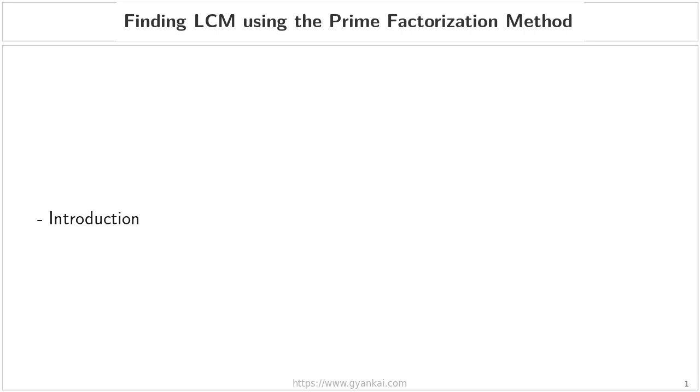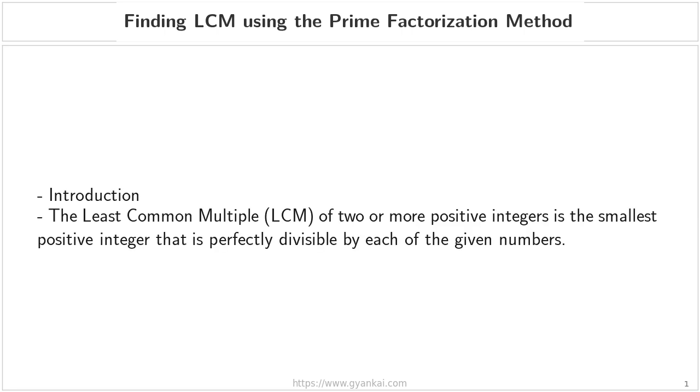Hello everyone. Today we are going to dive into a very important topic in number theory, finding the least common multiple, or LCM, using the Prime Factorization Method. To start off, let's clarify what we actually mean when we talk about the LCM. If you have two or more positive integers, the least common multiple is simply the smallest positive integer that can be divided by each of those numbers without leaving any remainder. In other words, it is the smallest number that is a perfect multiple of every number in your set.